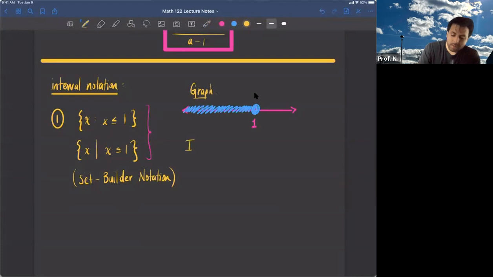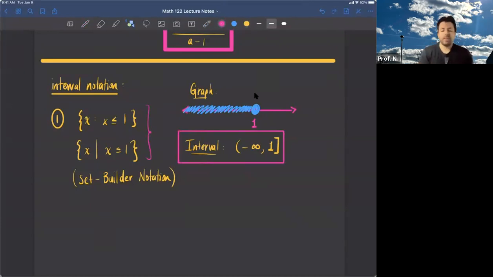Now what would be the interval? The interval is everything from the left all the way to 1. So what is that? Negative infinity to 1, inclusive of 1. So that is my interval. You see that? And then this goes on, so on and so forth.